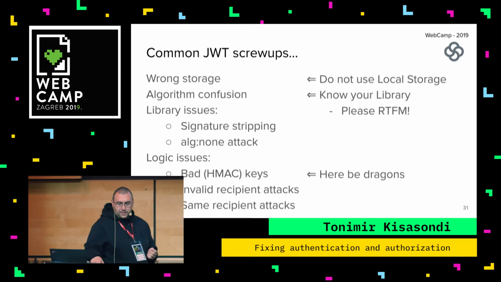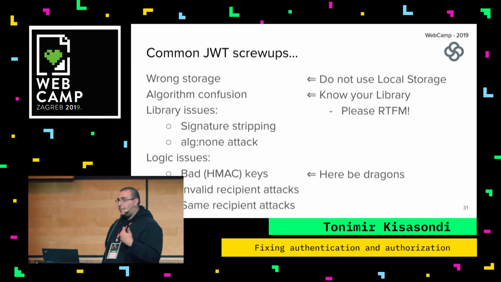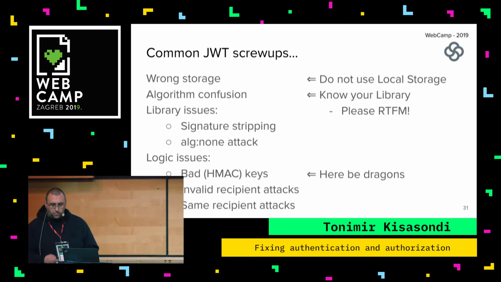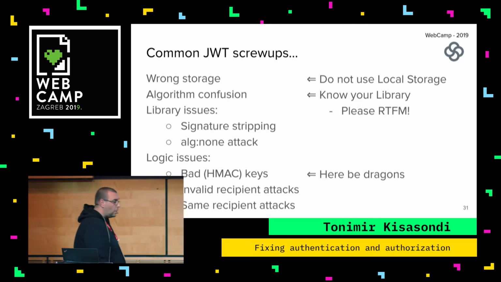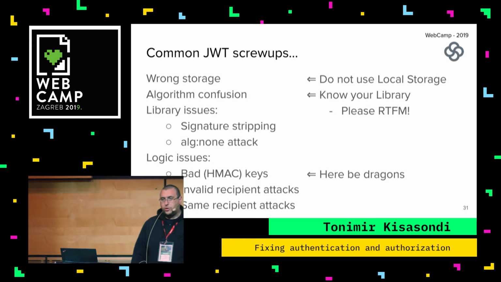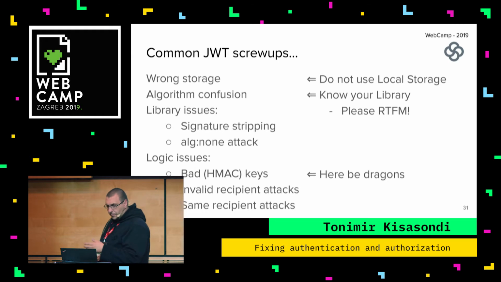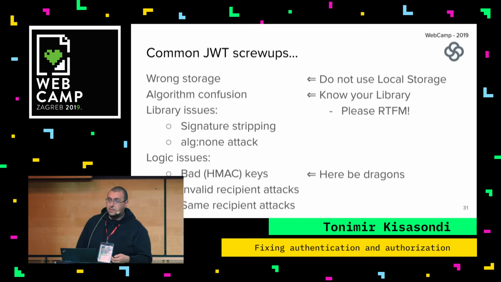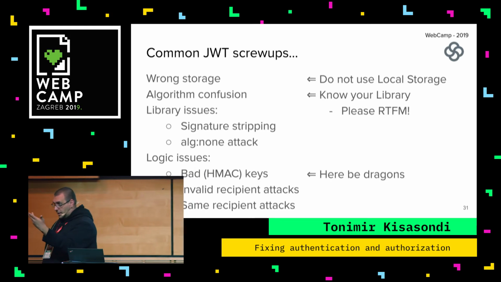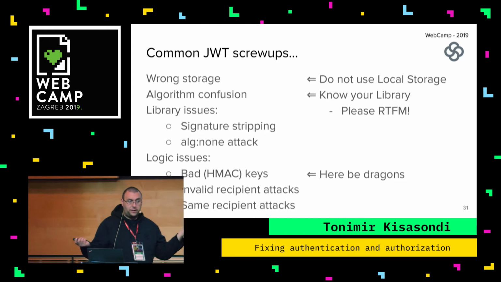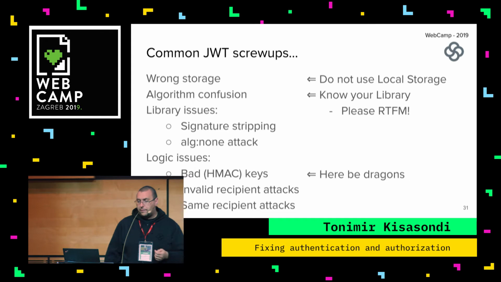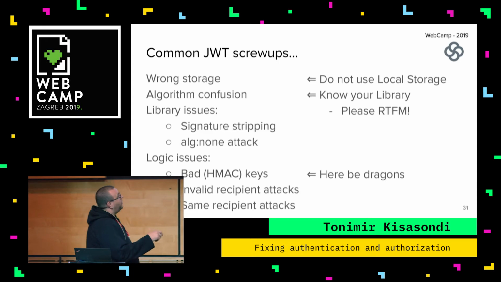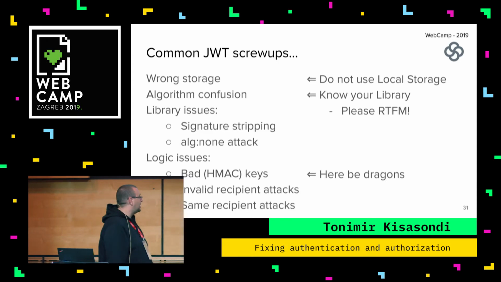There are algorithm confusion bugs, which depend on what you are using in your library. And there are other issues like signature stripping. What happens if you just simply remove the signature? Well, one application that decided to implement their own JWT workflow had a problem that, when you strip the signature, it still accepted the claims. If the signature was wrong, it told you wrong signature. But if there was no signature, it would just simply pass the token and say it's fine, right? Logic issues, bad keys, like weak HMAC keys, invalid recipient attacks, and same recipient attacks.